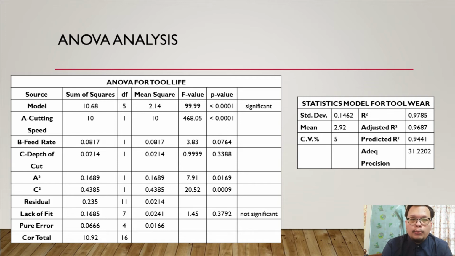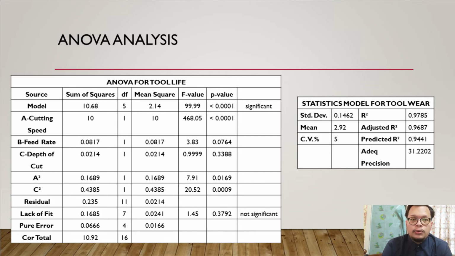The new tool life model's F value was calculated using the new ANOVA method to be 99.9. This indicates that the model was significant.